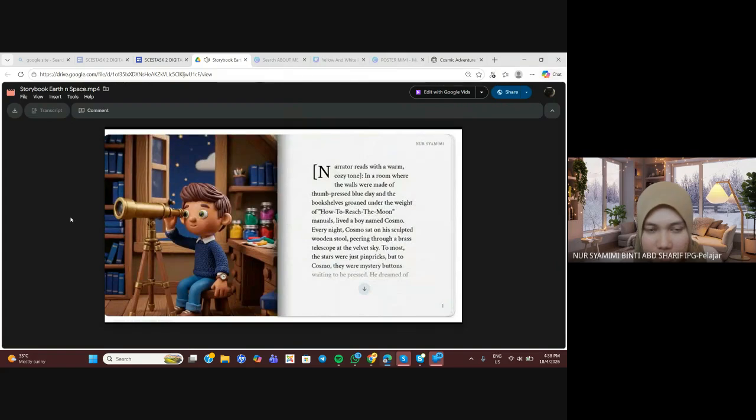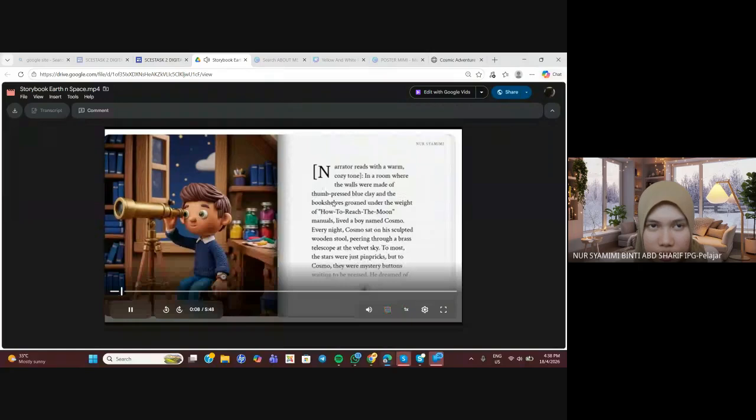Narrator reads with a warm, cozy tone. In a room where the walls were made of thumb-pressed blue clay and the bookshelves.